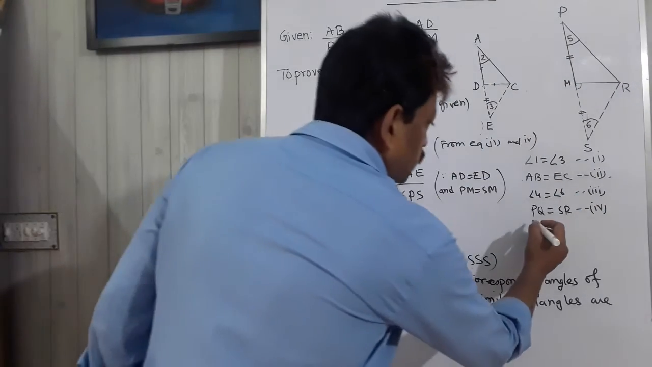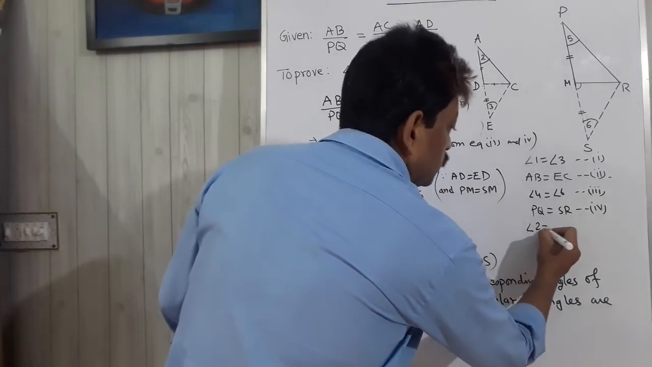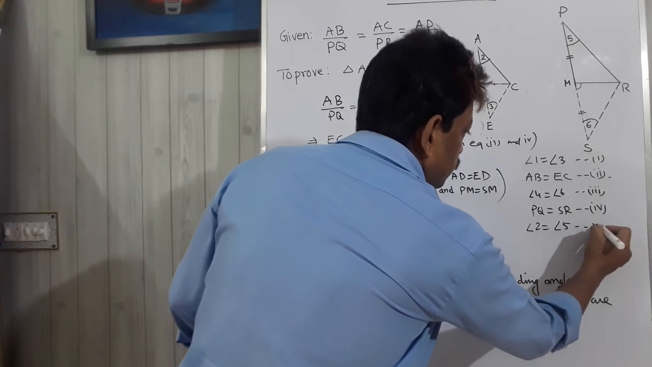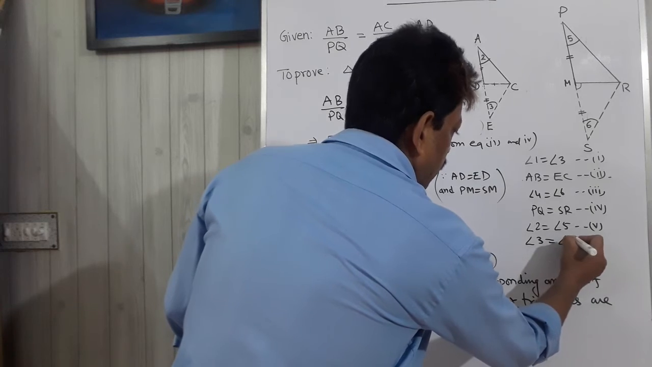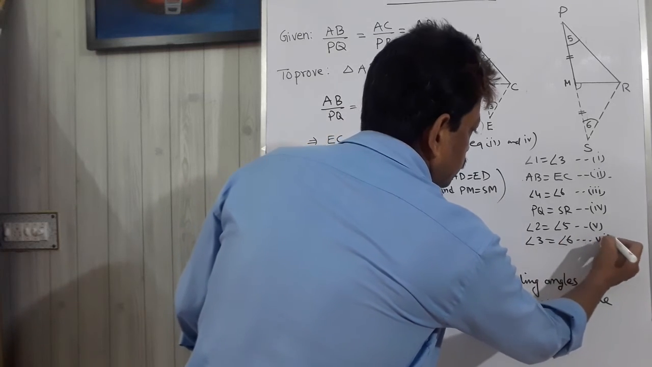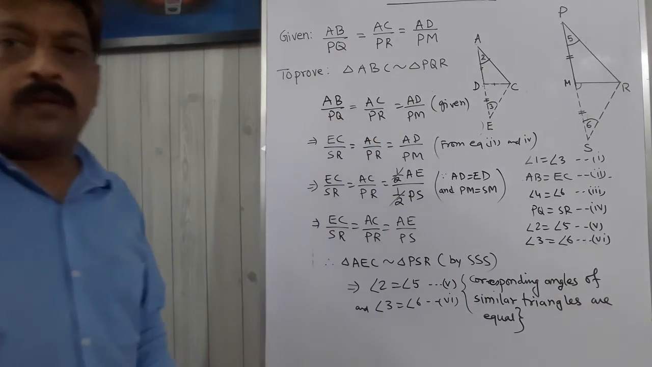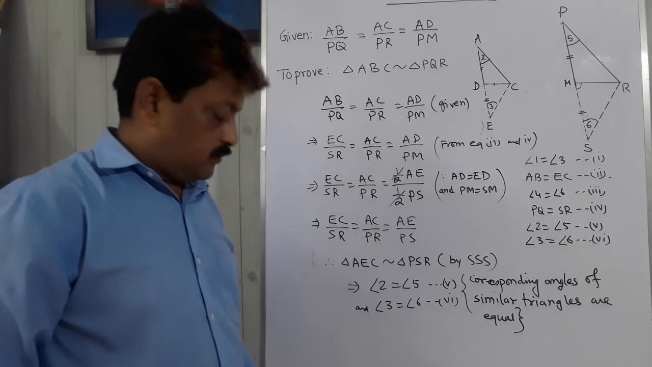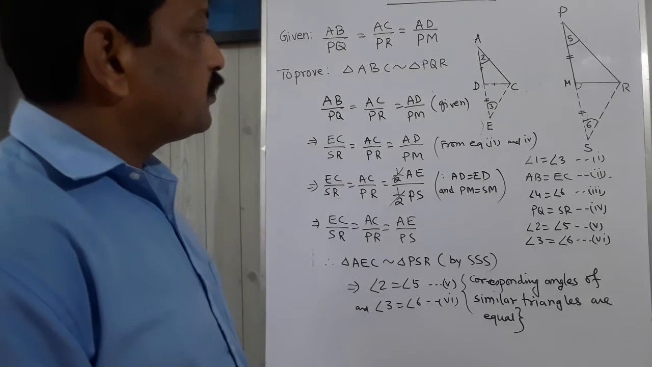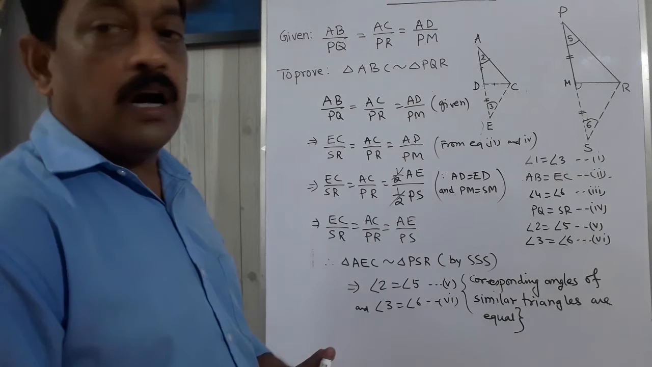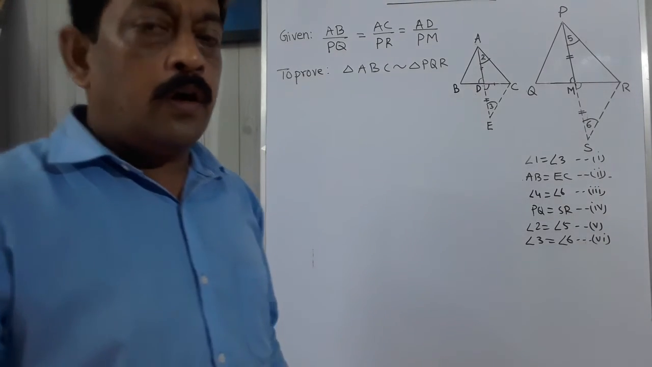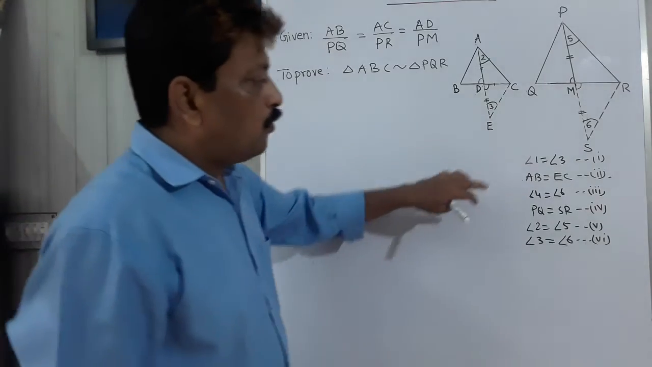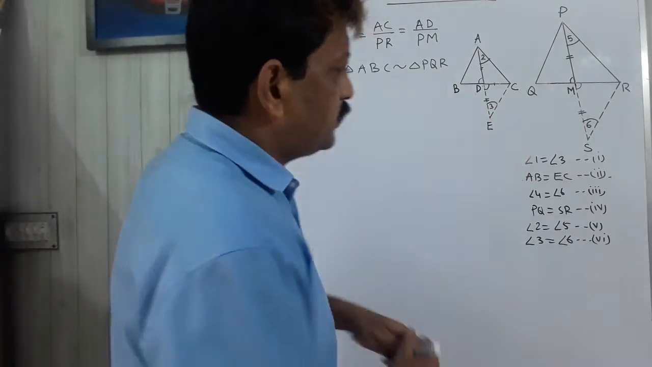So I am writing these two equations here. Angle 2 equals angle 5, this is equation number 5, and angle 3 equals angle 6, this is equation number 6. Okay, hope you are getting it. It's a bit lengthy question and a bit harder also. Now let us see what we are getting from all these equations.